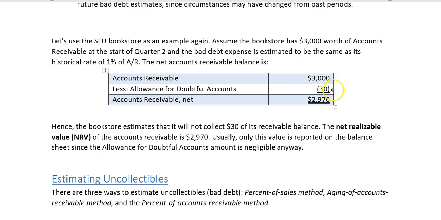This 30 is sitting in our bucket of water, or AFDA, as a credit balance, and this final number is also a debit balance. Hence, the bookstore estimates that it will not collect $30 of its receivable balance. The net realizable value, or NRV, of the accounts receivable is $2,970. Usually, only this value is reported on the balance sheet, since the AFDA amount is negligible anyway.